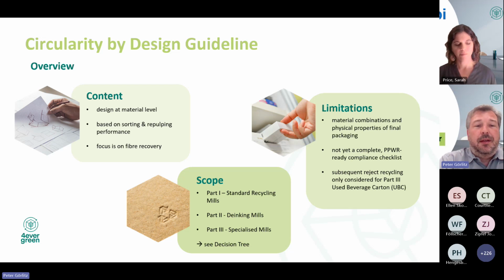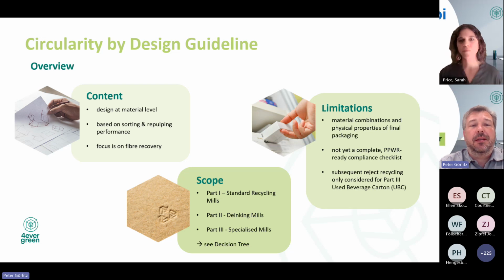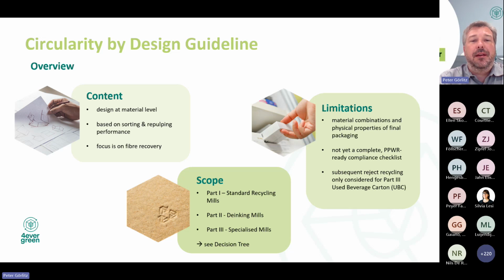Which one to choose is based on your assessment, but you can also use the decision tree which comes within the document, which I will introduce to you in the next slide. Please be mindful that the assessment, or rather the guidelines, will be on a material level. So you will see materials and different types of materials and how they perform. And we considered in that assessment basically how does it perform in sorting and how does it perform in pulping.